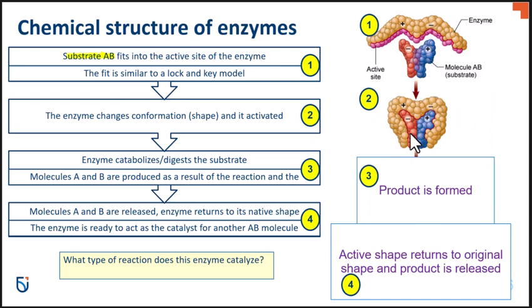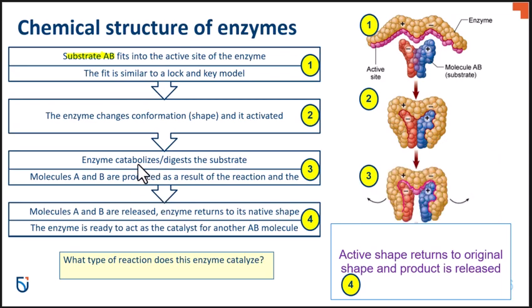The next thing that's going to happen is the enzyme is going to change its conformation or its shape, which is going to be where it's becoming activated. So it surrounds the substrate of interest. The enzyme is going to allow for a catabolic reaction of the substrate. Why catabolic? Well, we're taking AB and breaking it to A and B, so we know it's breaking down.